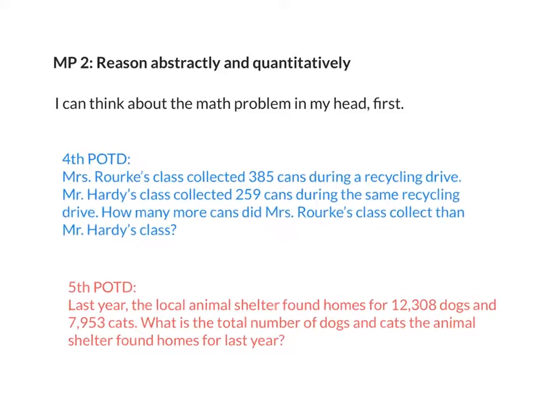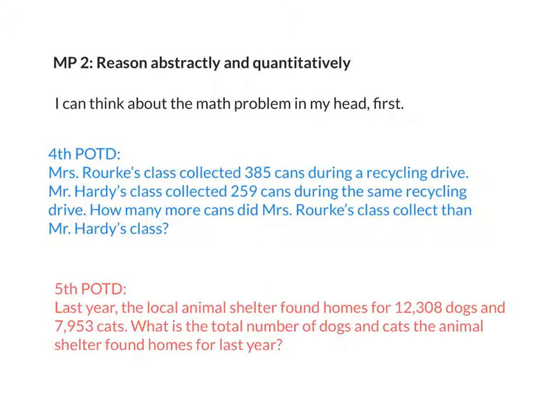I can think about the math problem in my head, or I can think about the numbers in my head before I write them down. So how might we show that? Well, in the 4th grade problem, one class has 385 and one class has 259. I could think, well, 385 is almost 400 and 259 is like 250. So 400 minus 250 is about 150. So maybe the answer should be around 150. Do you see I'm thinking about it in my head first? Okay. And that's how you can show evidence of MP2.